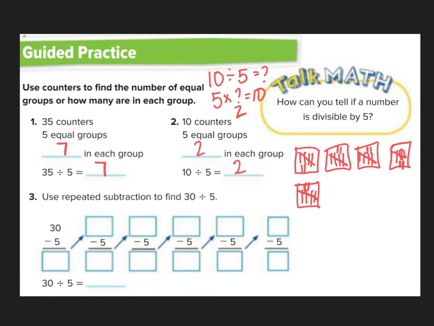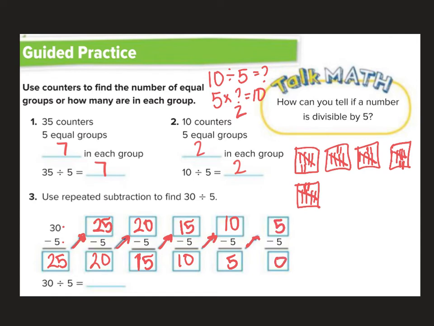Okay, another strategy is this repeated subtraction. So that's where we repeatedly subtract 5. So here we go. 30 minus 5 is 25. Bring your 25 up. 25 minus 5 is 20. Bring it up. 20 minus 5 is 15. Bring it up. 15 minus 5 is 10. Bring it up. 10 minus 5 is 5. Bring it up. 5 minus 5 is 0.